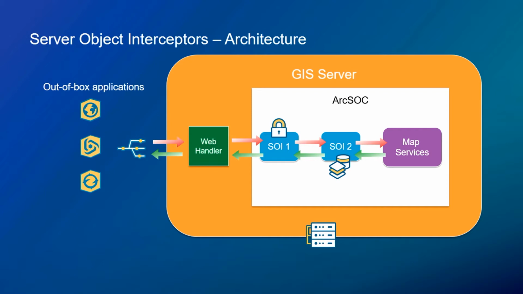So what's the benefit? Well, the benefit is that there is no need to rewrite or build any custom web applications to deal with this interception logic, right? It just works as if the clients just think that they are talking to a map service or an image service in that case, okay?